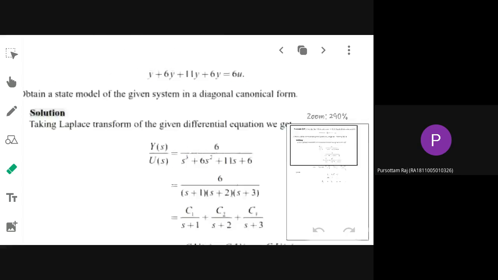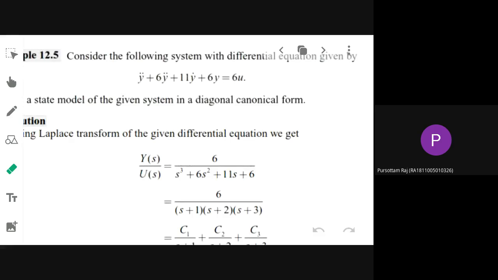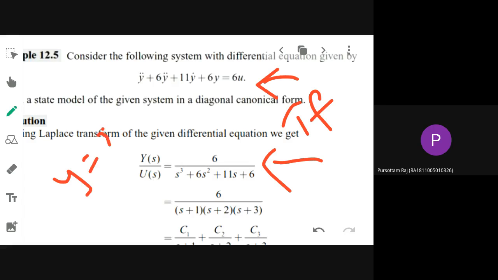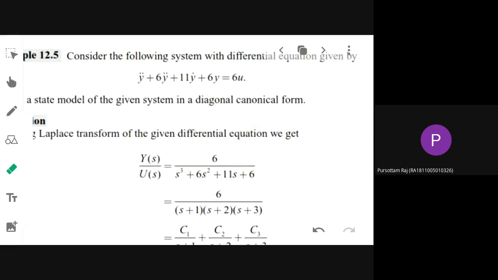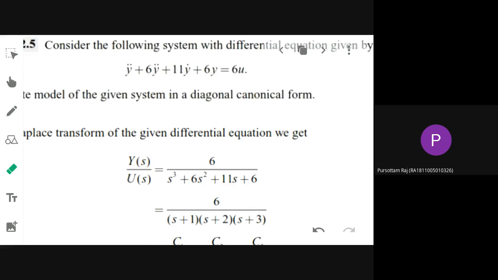So this is another problem. They have given a differential equation instead of a transfer function, from which you have to find the transfer function. If you consider y as x1, y dot as x2, which is equivalent to x1 dot, then y double dot is x1 double dot, which is x3 dot equal to x2 dot, like this. If you assume physical variables, that will give you the state space model using physical variables.